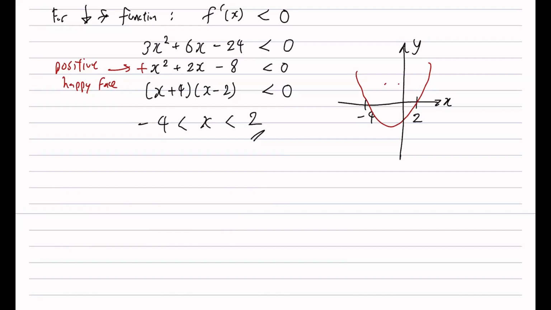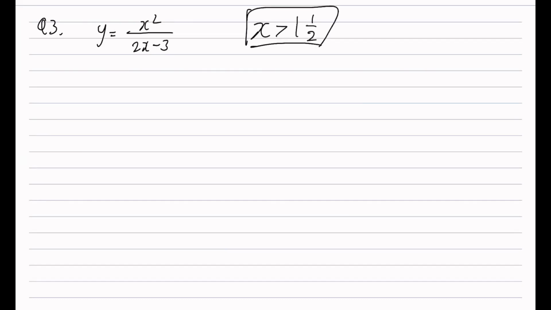Let's move on to something more difficult. Let's try question 3. I'll give you more from the other text. Okay, question 3. A function is defined by the following. Y equals x squared over 2x minus 3, where x has been defined to be more than 1/2. Okay, so don't look at values of x which are less than or equal to 1/2. Just focus on these values of x. Find the range of values of x for which this function is an increasing function.